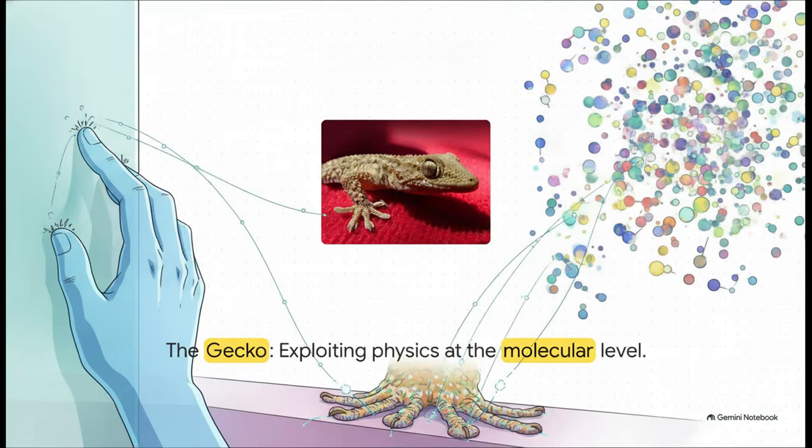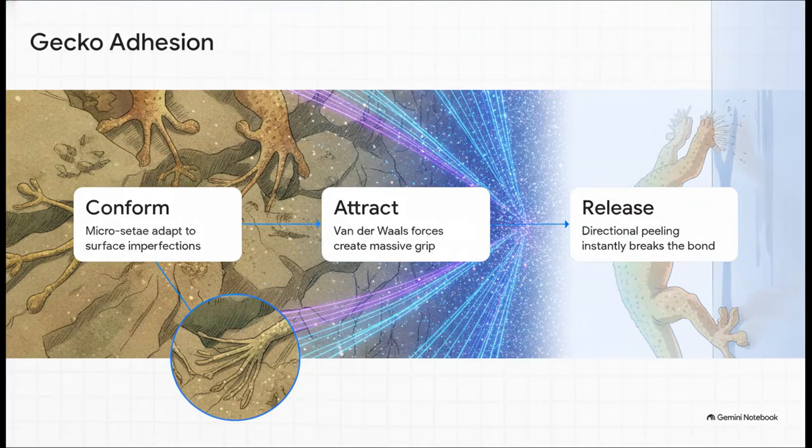Now, what's really interesting about the gecko is that it solves the same problem of adhesion, but through a completely different, way more advanced physical principle. While the burr relies on macro-level mechanical hooks, the gecko's foot allows it to effortlessly scurry up sheer vertical glass by exploiting physics at the molecular level. Let's break down the exact mechanics of how this works.